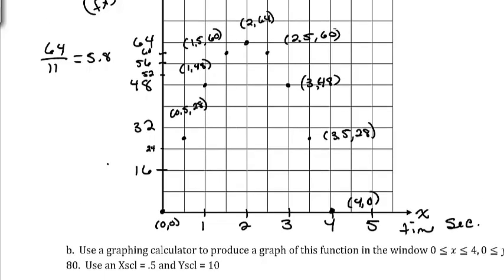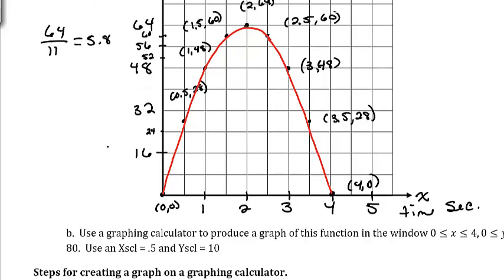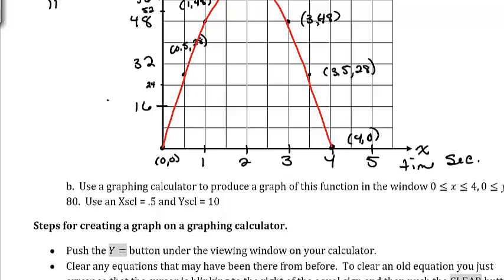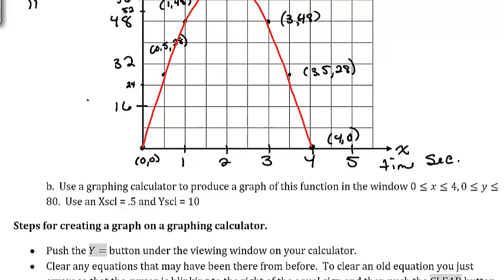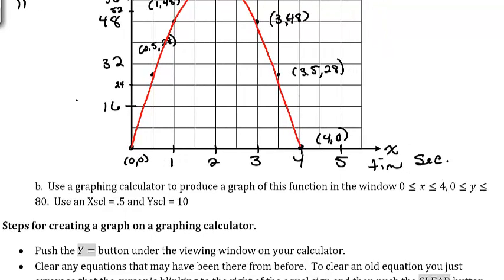Okay, and then we want to connect these points with a nice smooth curve. And there we go. So there is our parabola. And then we want to use a graphing calculator to produce the graph of this function. And so we want to use the same window. So we want to go from 0 to 4 on the x-axis, and then it actually tells us to go from 0 to 80 on the y-axis, because we want to make sure that we see the tip. Do an x scale of 0.5 and a y scale of 10.